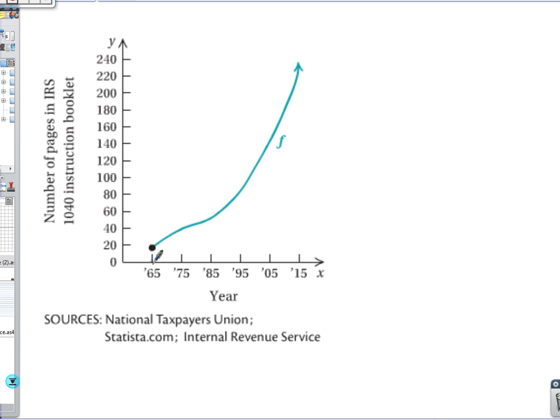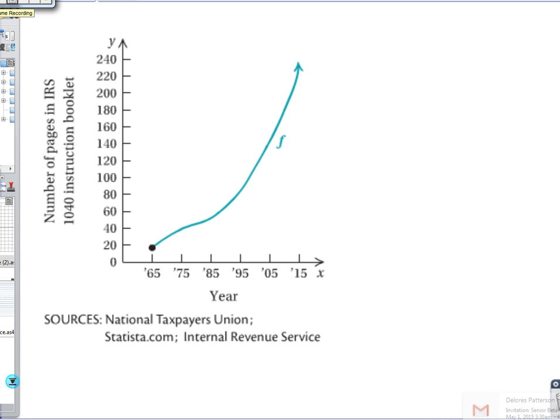The way you read these graphs is, in 1965 it looked to be 20 pages. In 1975 it looked to be closer to 40 pages. In 85 it was closer to 60. And over here in 2015 you've got close to 240 pages in that IRS book. So that's how you read your graph.